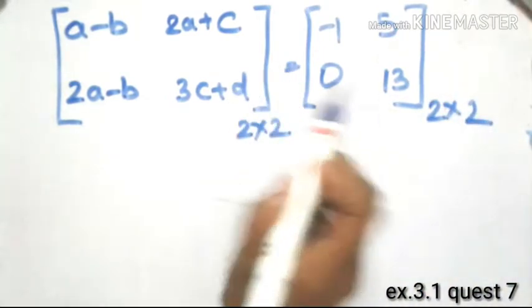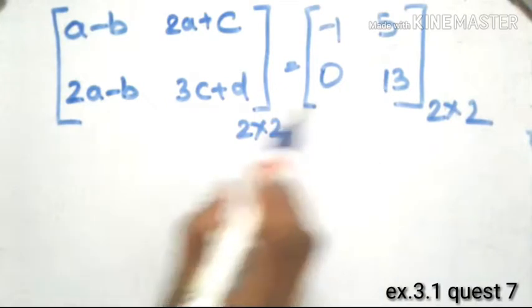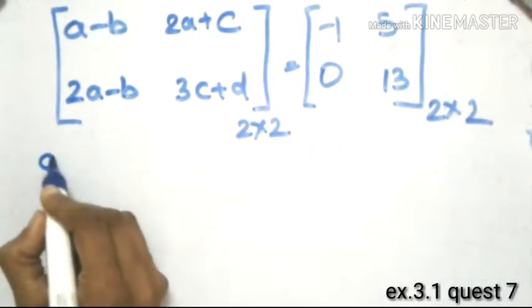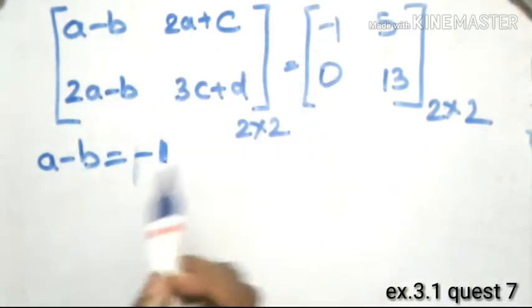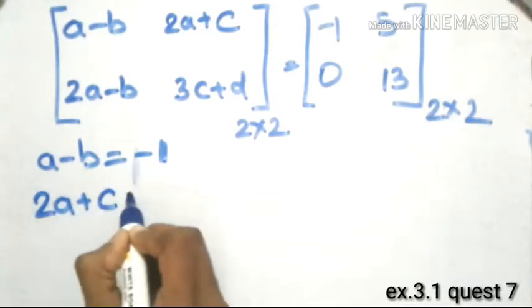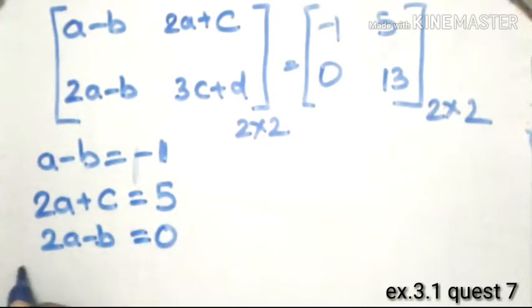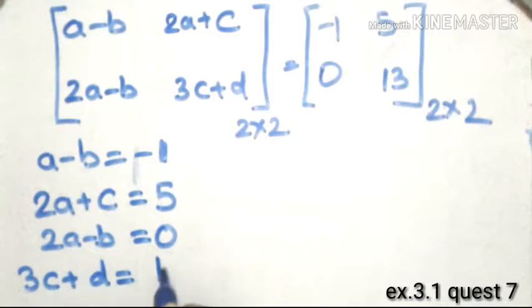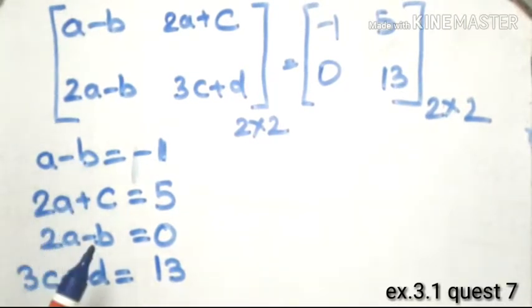So once again, since the two matrices are equal, the corresponding elements should also be equal. So let's straight away write the equalities. So A minus B is equal to minus 1. The corresponding elements are equal. 2A plus C is equal to 5. 2A minus B is equal to 0 and 3C plus D is equal to 13. Now I can see that these two equations, the first and the third, have the same unknowns, that is A and B. So maybe I can just subtract one equation from the other. So I'll eliminate one of the variables.